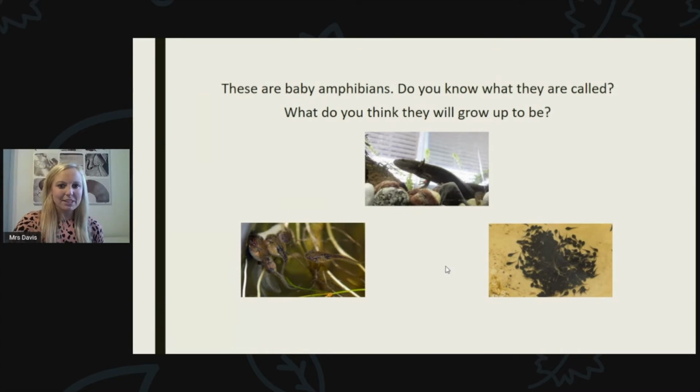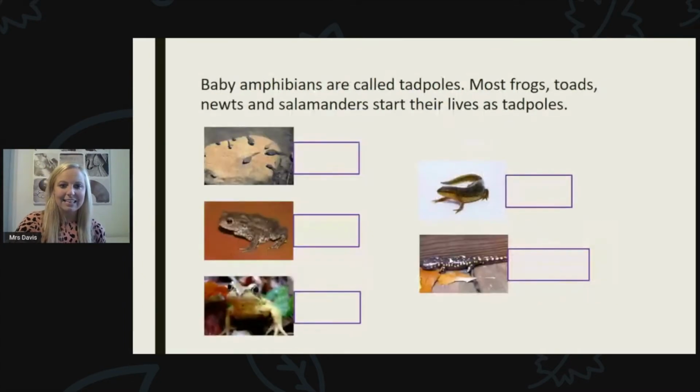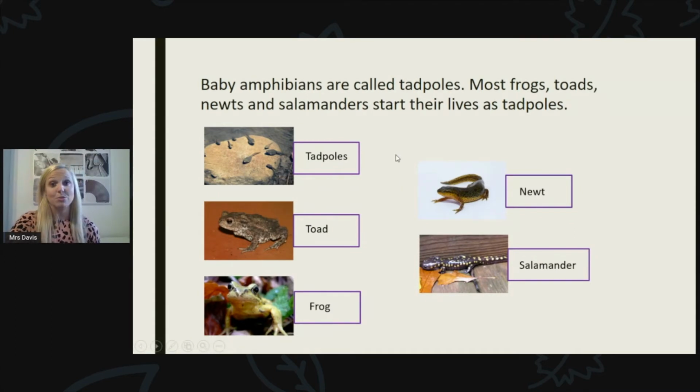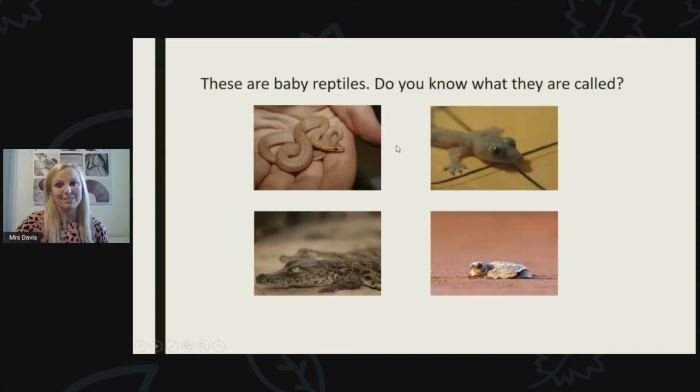Well done. Should we have a look at some of these answers? Let's have a look. So baby amphibians are called tadpoles. Most frogs, toads, newts and salamanders start their lives as tadpoles. Okay, so there we go. We've got some tadpoles here. We've got a little toad just growing up there. These are a frog, and that's a newt, and that's a salamander, but they all start as tadpoles.